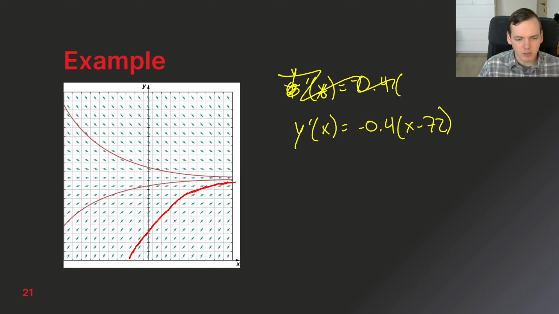So how do I get a specific solution? Well, if they told you the solution passes through this point right here, I don't know exactly where we're looking at on the graph, there's no numbers, but if it passes through here, I can go backwards and follow those arrows, and I can go forward and follow those arrows, and then this curve that I've drawn is the specific solution to the differential equation.